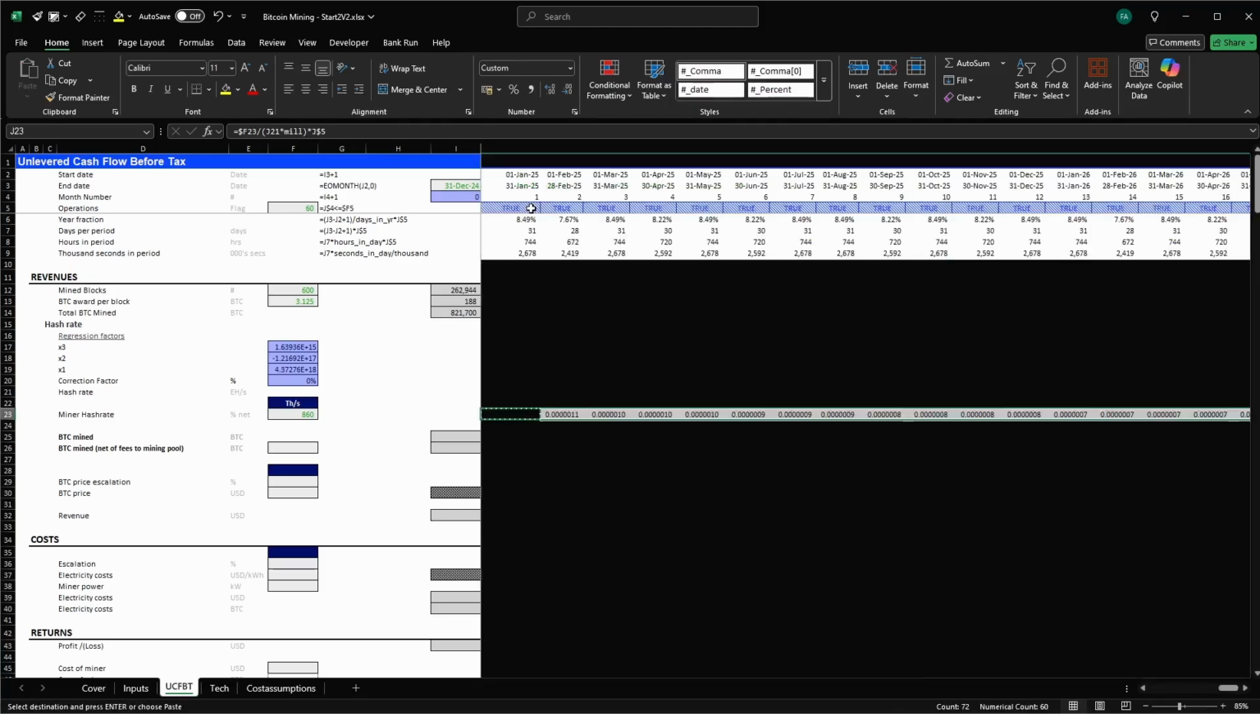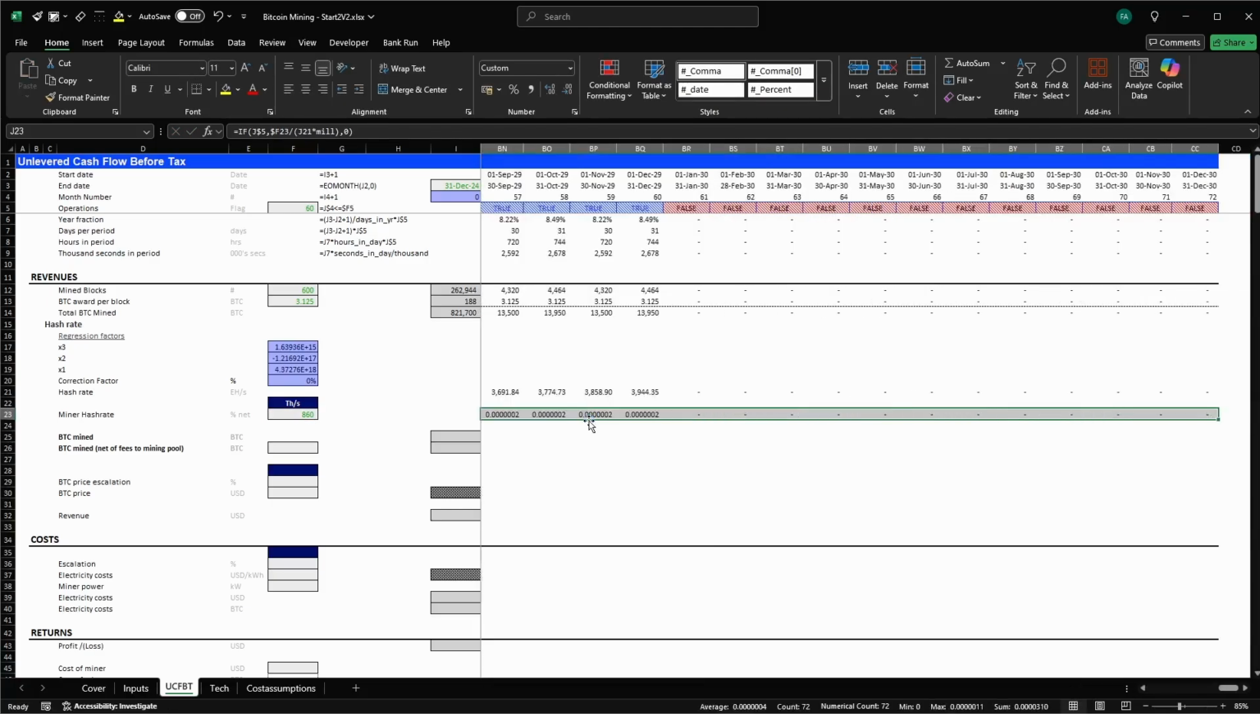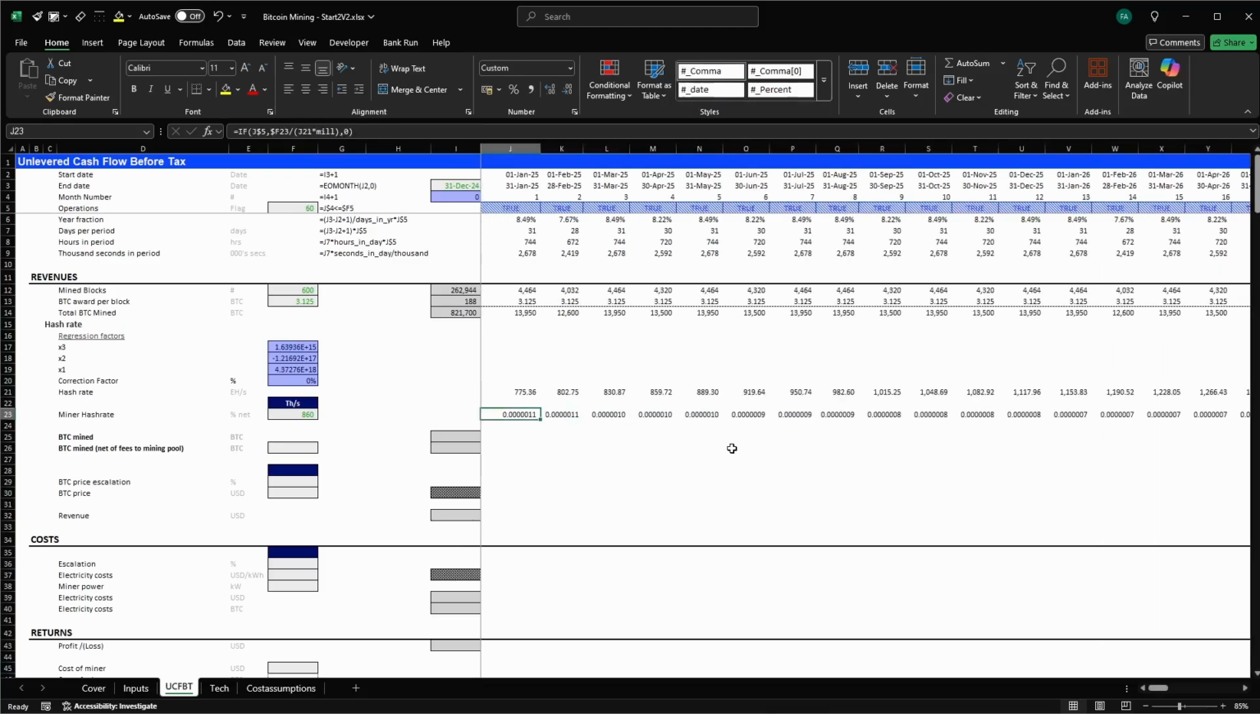Now we copy and paste. Actually, I am going to do it like this. I have to do an if condition, so we get rid of that error. So if J5 is true, then we do the calculation, otherwise it's 0. Copy and paste across, and now we have everything here correctly. Okay, cool. So we have a very, very small percentage of the network.